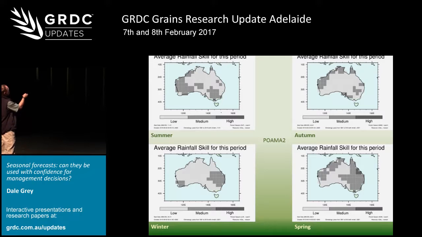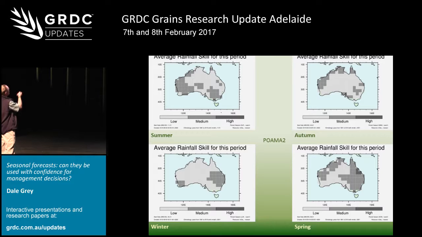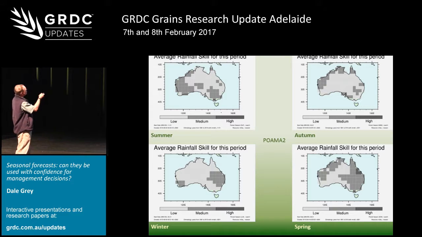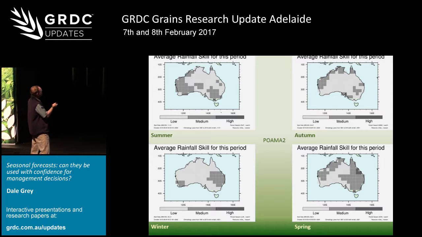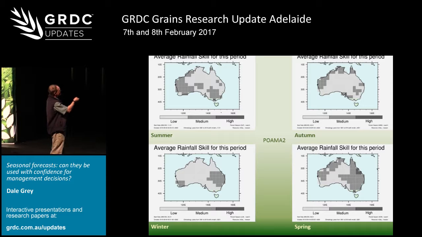So this is POAMA 2. These are their hindcast skill maps for summer, autumn, winter and spring. You can see in summer there's a bit of medium skill through Victoria and through much of WA. We get into autumn and it's pretty poor over most of the country. Go into winter and southern Queensland, northern New South Wales is in action, but Victoria's going nowhere. And in spring, much of the eastern half of the country is looking good. And if you come from Rockhampton, well, you're really in business because you actually have high skill, but you're the only place in the whole of Australia that does for spring.